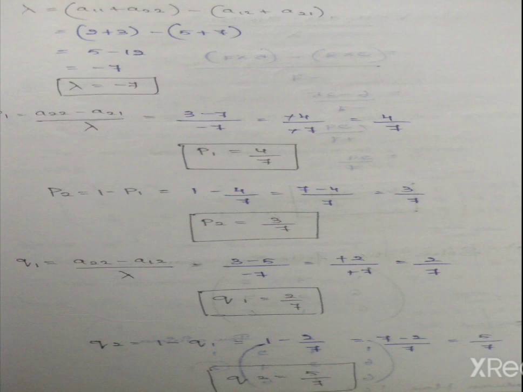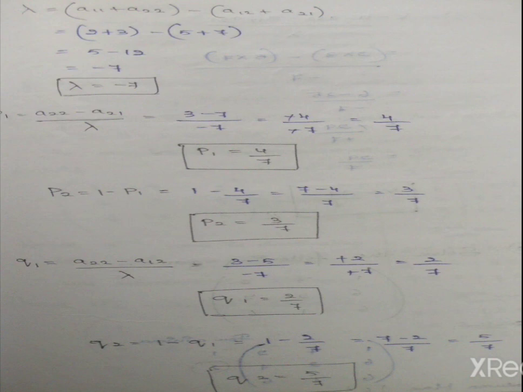So P2 is calculated by 1 minus P1. So 1 minus 4 by 7. 7 is your LCM. 7 minus 4 is equal to 3. So 3 by 7 is your P2 value. Q1 is A22 minus A12 divided by lambda. So 3 minus 5 divided by minus 7. So minus 2 by minus 7, that will be plus 2 by 7. So Q1 is 2 by 7.